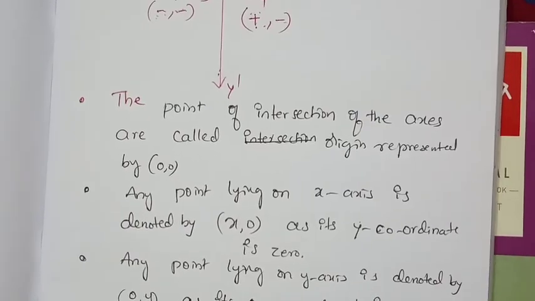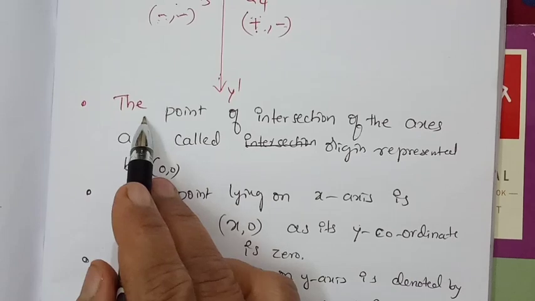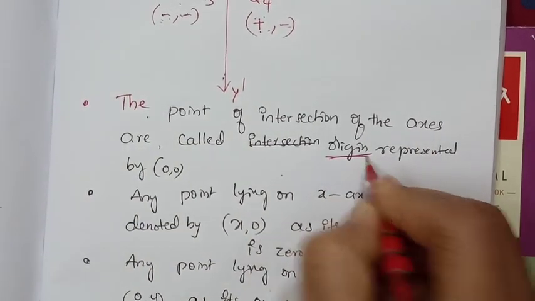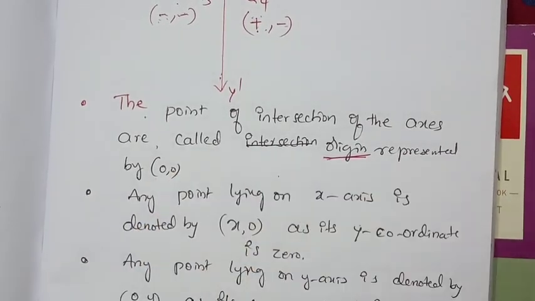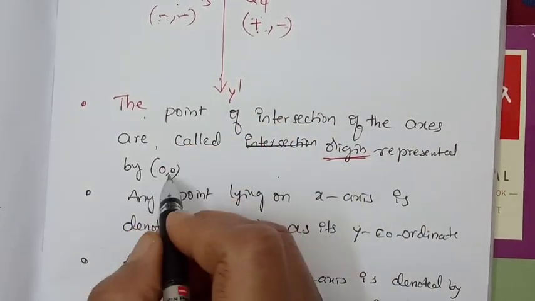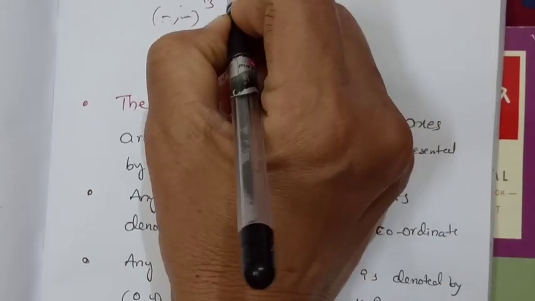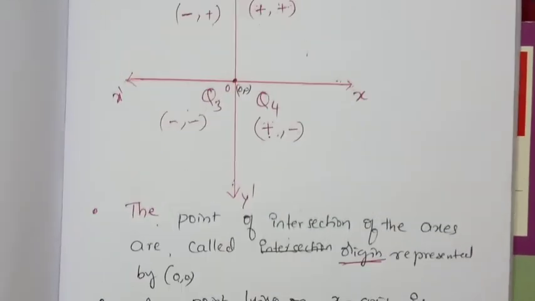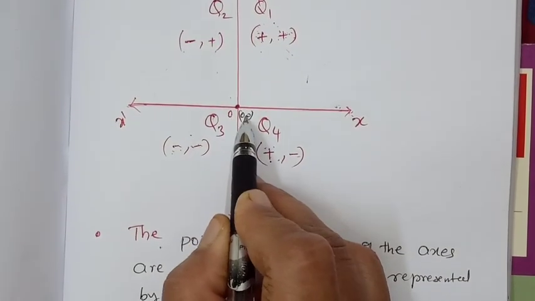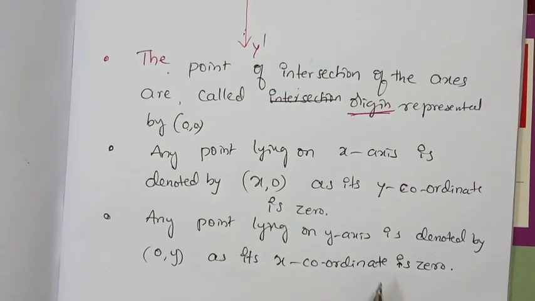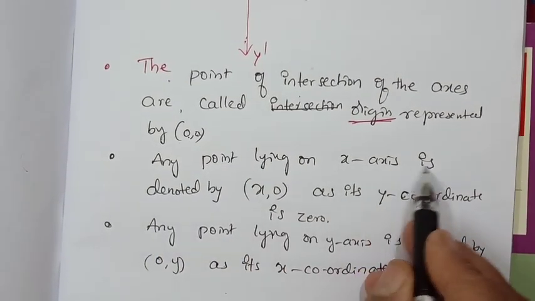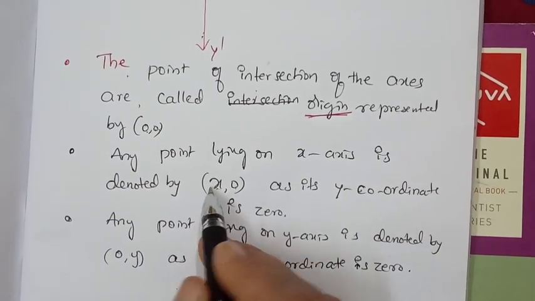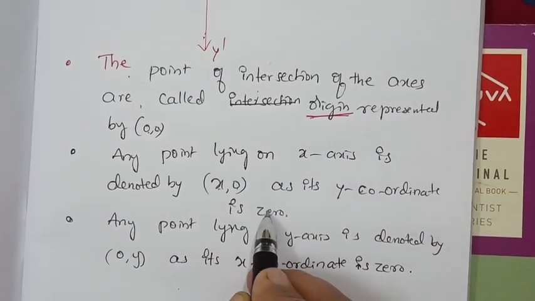A few important points from this diagram. The point of intersection of the axes is called the origin, denoted by O, and the values are 0 comma 0. Any point lying on the x-axis is denoted by x comma 0, as its y coordinate is 0.